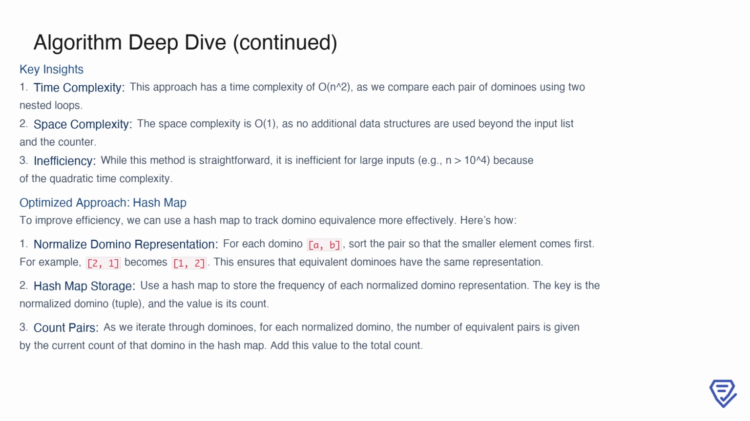To address the inefficiency of the brute force method, we can use an optimized approach with a hash map. The key idea is to normalize each domino, ensuring that the smaller number always comes first. For example, (2, 1) is normalized to (1, 2). By storing the frequency of each normalized domino in a hash map, we can efficiently count equivalent pairs without needing nested loops. This drastically reduces computation time.